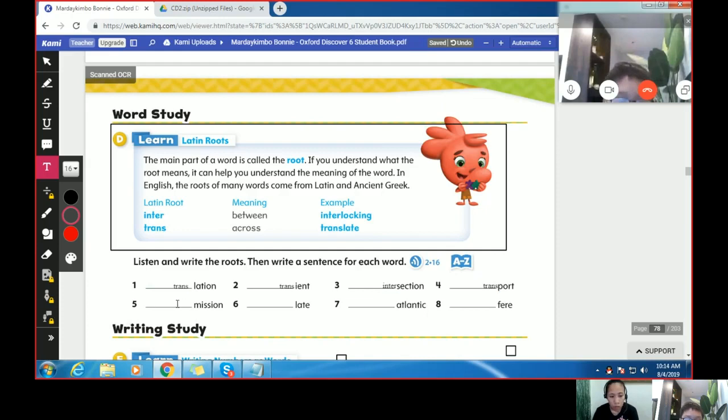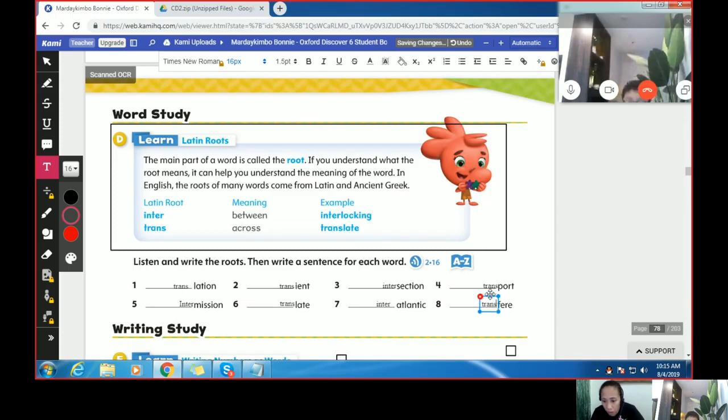Number 5 is intermission. Number 6 is translate. Very good. Number 7 is interatlantic. Again, interatlantic. Very good. Number 8, last number. Transfer. Okay, transfer or transferee. Transferee. All right, very good.